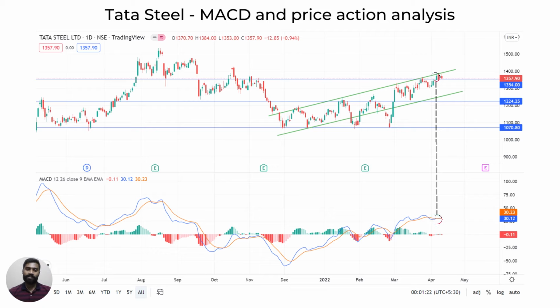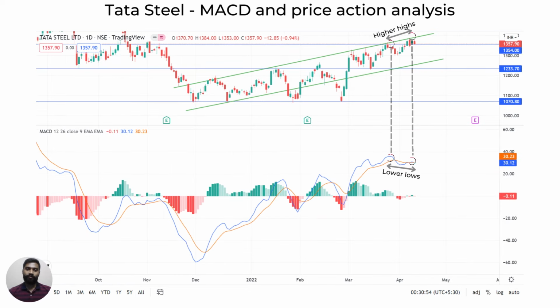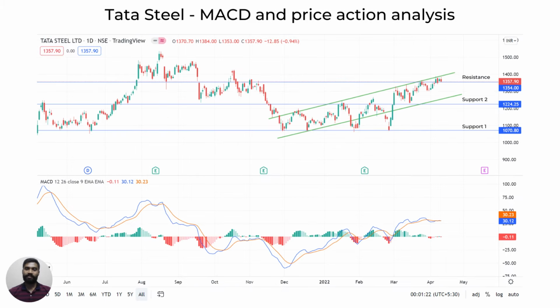Now if you look at the MACD price action analysis itself, we can follow what's called a divergence strategy here. Whenever the price action is making higher highs and the MACD histogram, which is in the lower part of the slide, is making lower lows, we have what is called a divergence. Whenever this happens, it flashes a sell signal for the traders. So with the sell signal from the MACD and the prevailing two resistances for the Tata Steel price right now, it'll be interesting to see where the Tata Steel prices will take support before resuming its trend upwards.